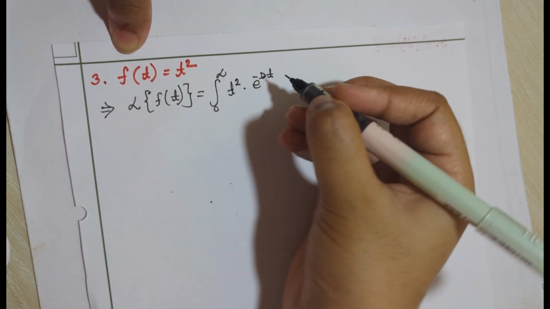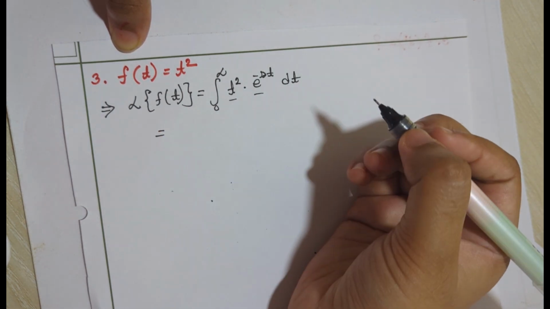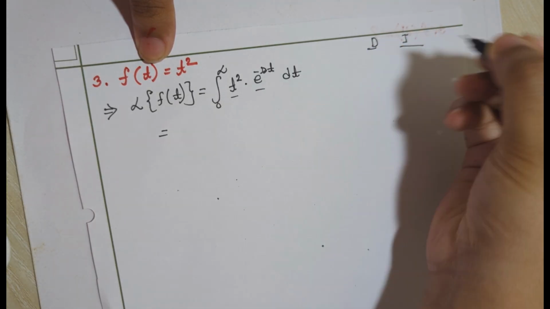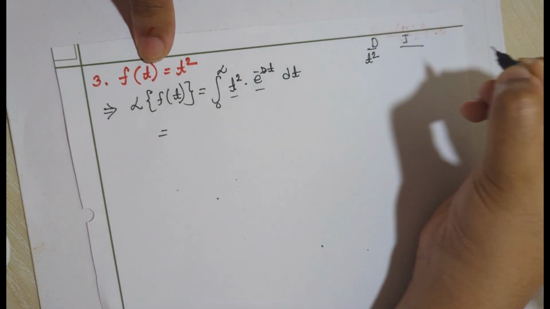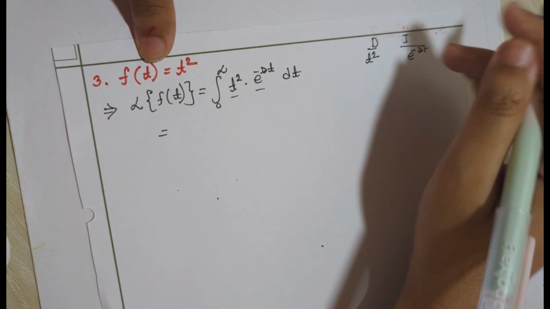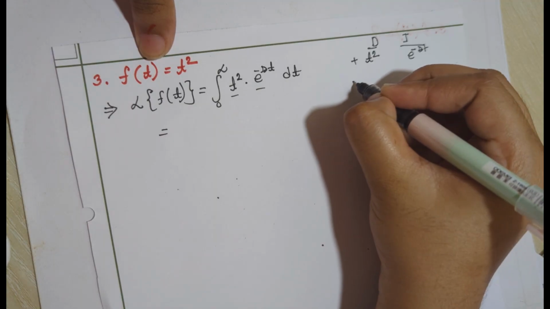So here we also see the u and v terms, and we will do the same thing, our DI method. So here we will differentiate the t square and integrate e to the power minus st. We will differentiate this and integrate these terms until we get 0. So this will be plus, the second term will be minus.